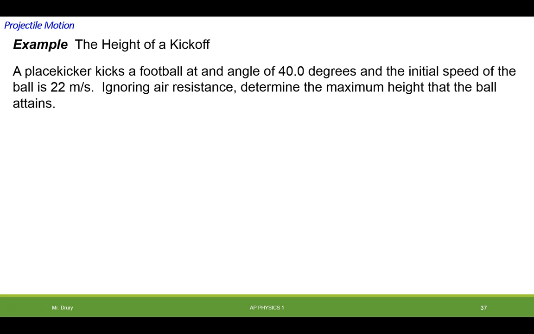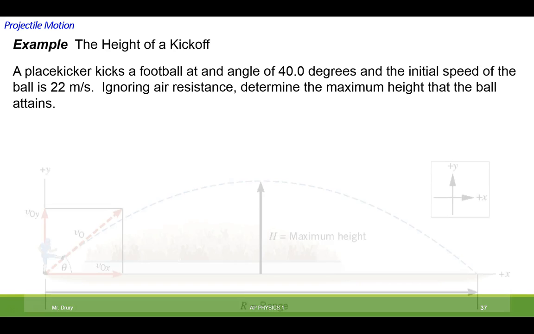All right, let's try another example. A place kicker kicks a football at an angle of 40 degrees with an initial speed of 22 meters per second. Obviously, we're going to ignore air resistance again, and we want to determine the maximum height the ball obtains.